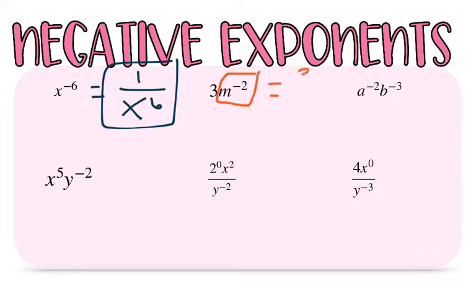So the 3 stays in the numerator because there's nothing weird with that, no exponents attached, and the only thing that gets flipped to the denominator is the m squared, and I'll leave it just like that.